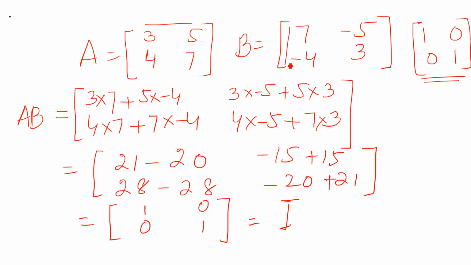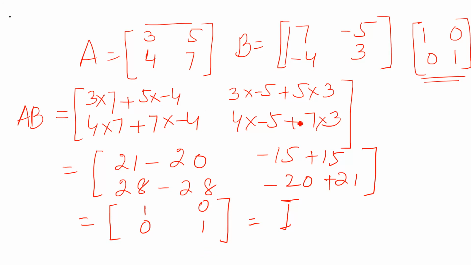If we multiply any two matrices and the answer is equal to the identity matrix, it means these two matrices are multiplicative inverse of each other. If the answer is not the unit matrix or identity matrix, it means these are not multiplicative inverse of each other.